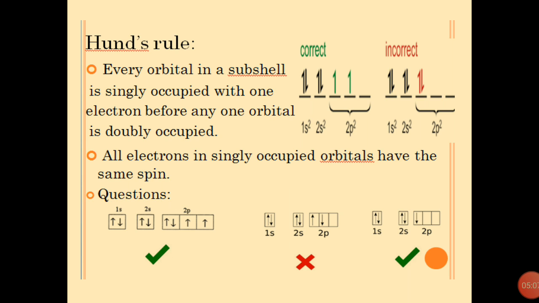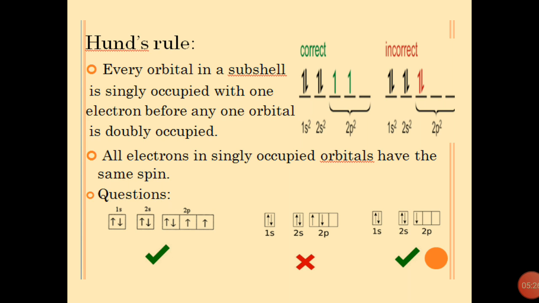Last one is Hund's rule. According to Hund's rule, every orbital in a subshell is singly occupied with one electron before any one orbital is doubly occupied. Here examples are given for the correct way and the incorrect method.